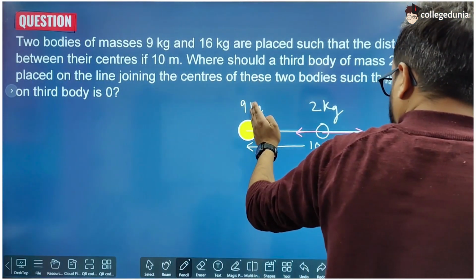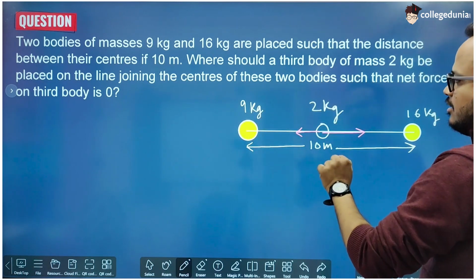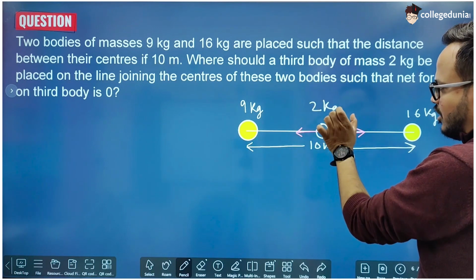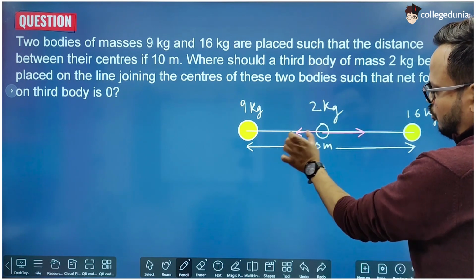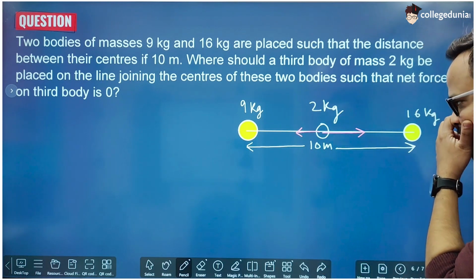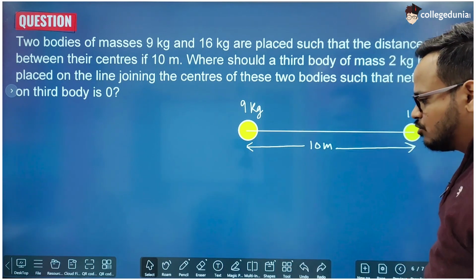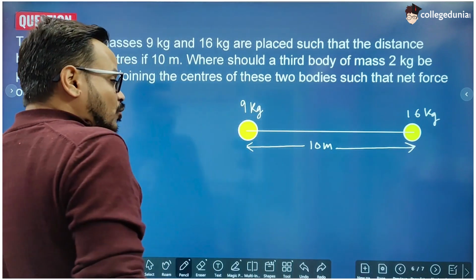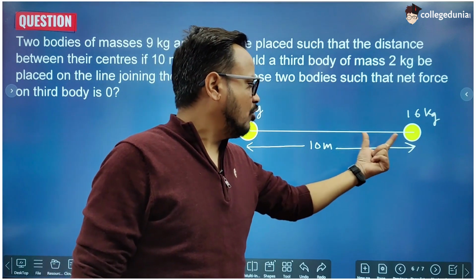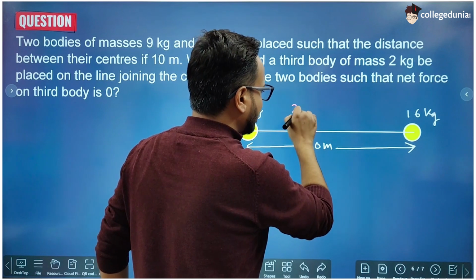Suppose the 9 kg body also had a mass of 16 kg. Then the point at which the resultant force on this body is 0 would be the middle point, because both forces would have equal magnitude and cancel each other. But in this case, this is not the point. So how can we find the point? Where should that point lie? That point should lie where the resultant force on the 2 kg body is 0.